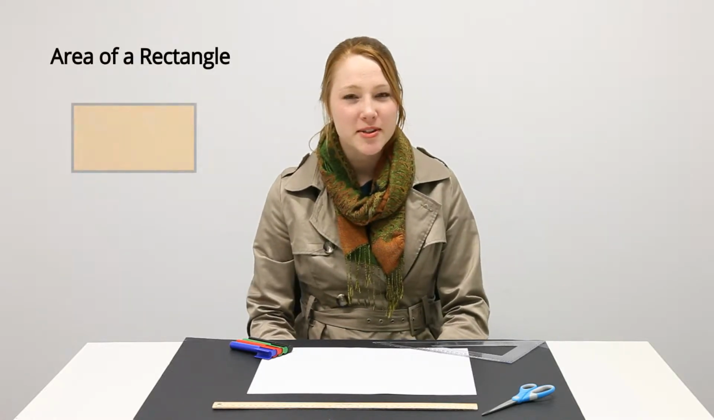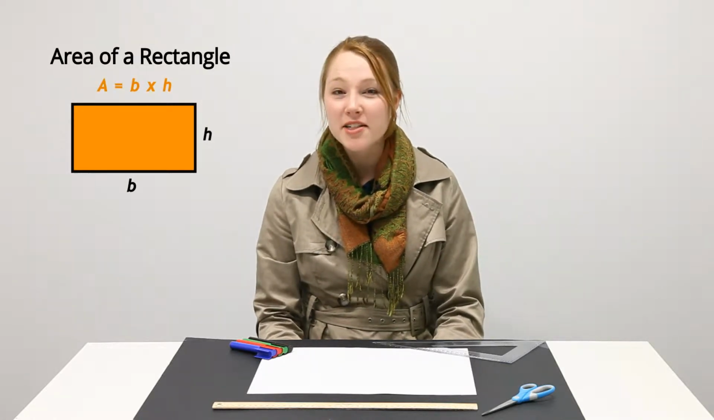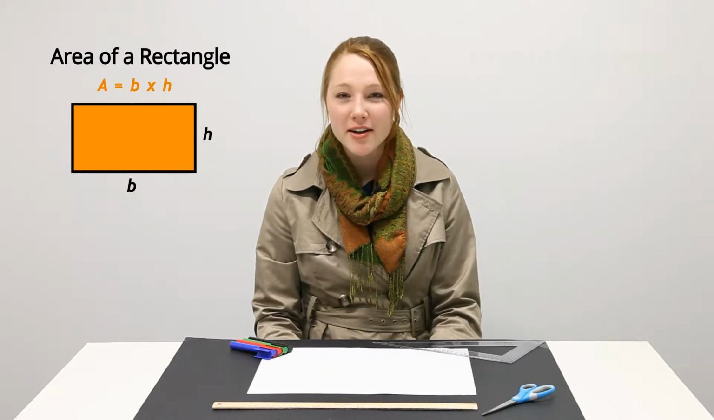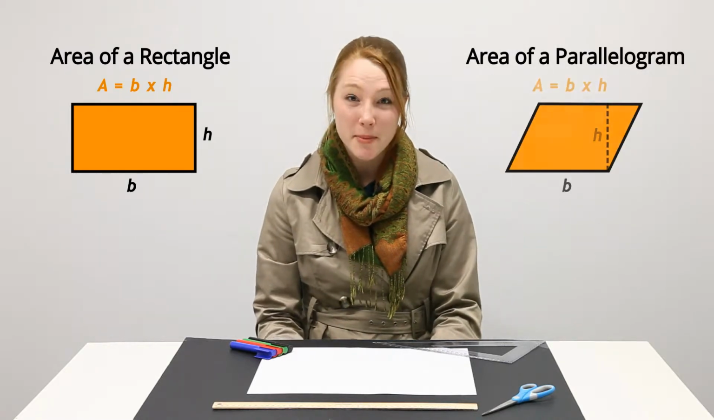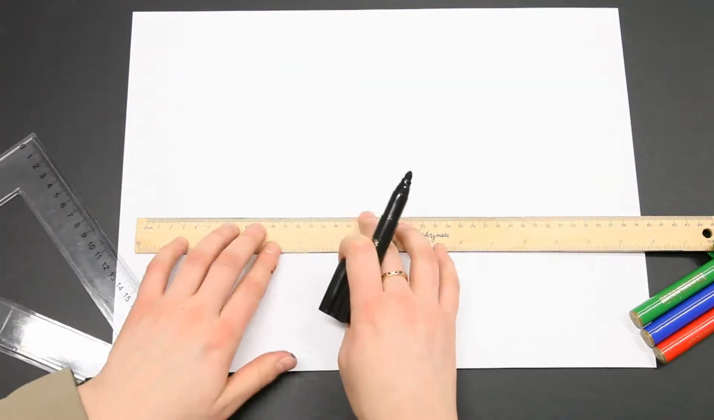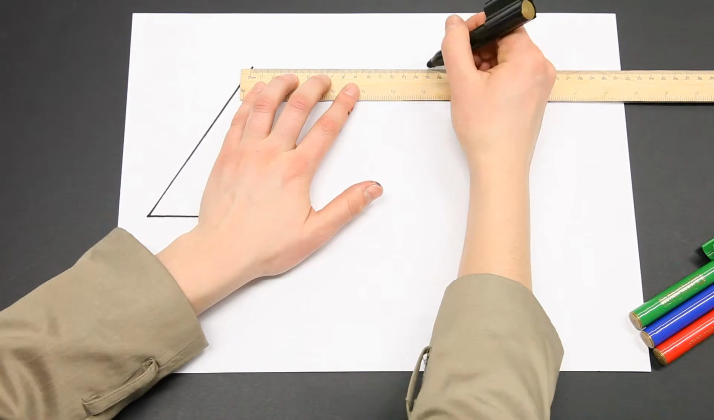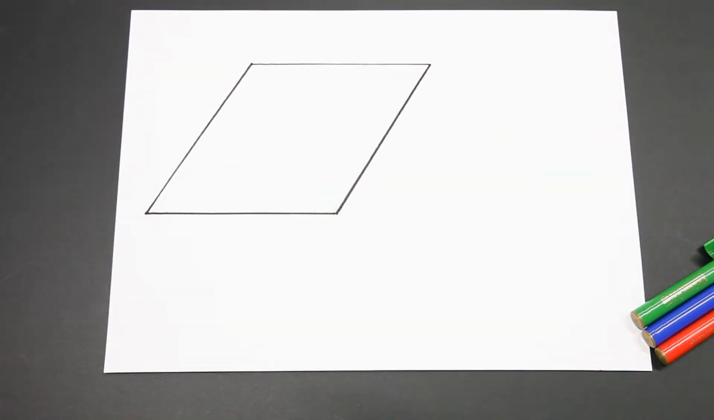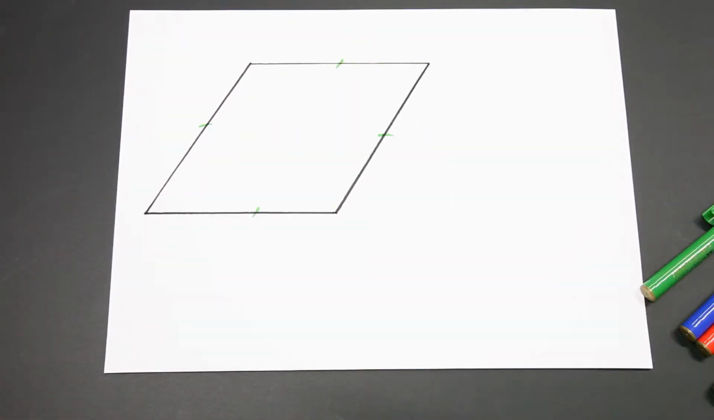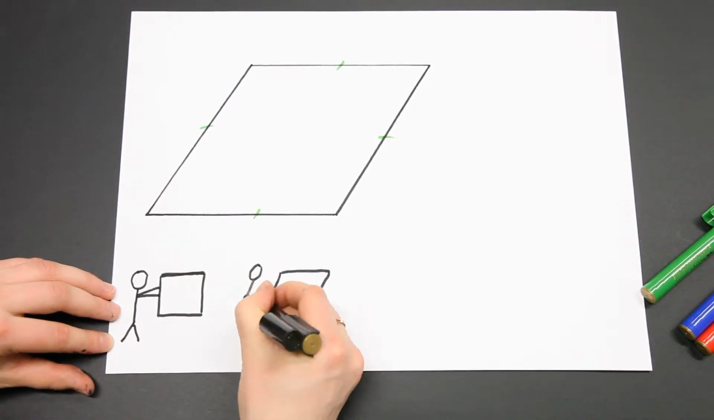Area is a measurement of the space inside a shape. The area of a rectangle is base times height, and in the last video we saw that the area of a parallelogram is also base times height. Now let's look at another shape, a rhombus. A rhombus is a parallelogram with sides that are all the same length. It's a bit like a square that has been pushed over.